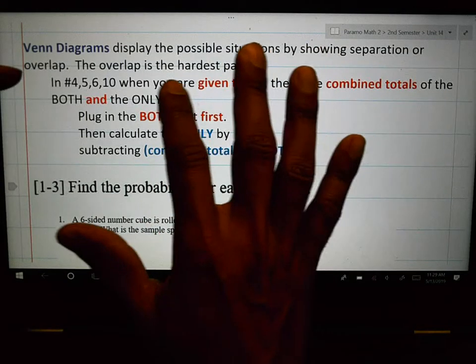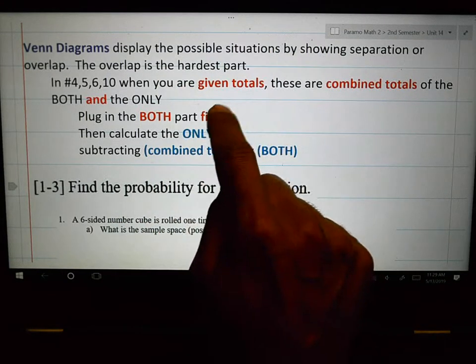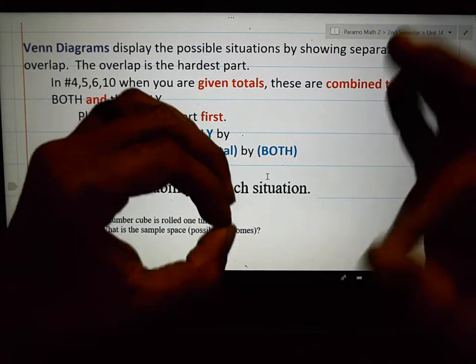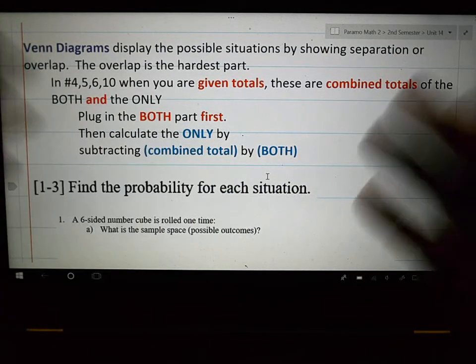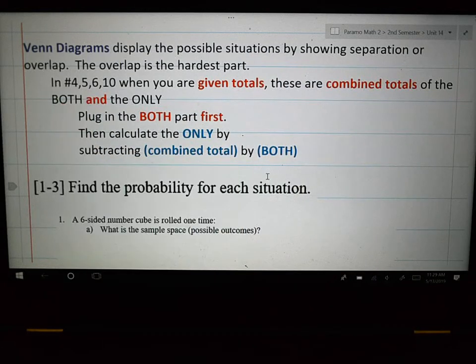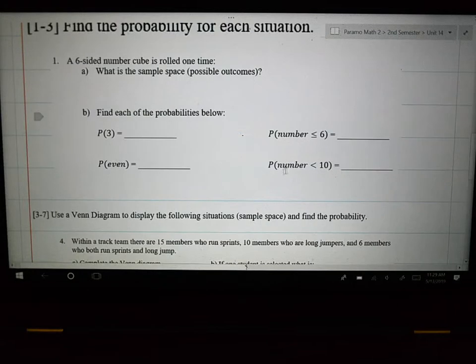The hardest part about a Venn diagram is figuring out who's only in the English 10 class and who's only in the English 11 class. Those are kind of tough. I'll explain that in problems 4, 5, 6, and 10, where I have 2 examples picked out for you. So here we go. This is number 1. You guys have the worksheet in front of you. Let's talk about how to do these questions correctly.